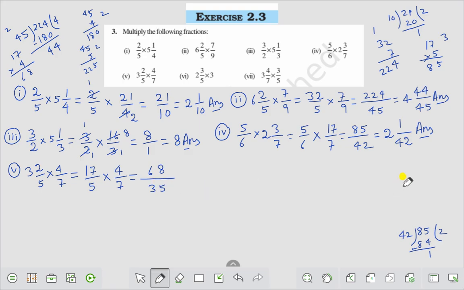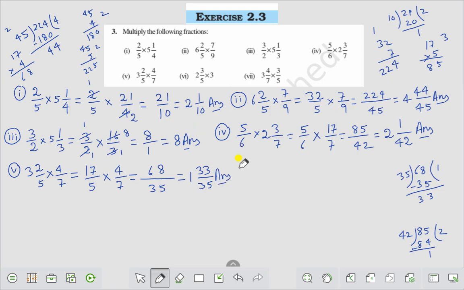Right? Now divide 68 by 35. 35 1 is 35, 68 minus 35, that is 33. That we are getting 1 whole 33 by 35. This is the answer of question number 5.